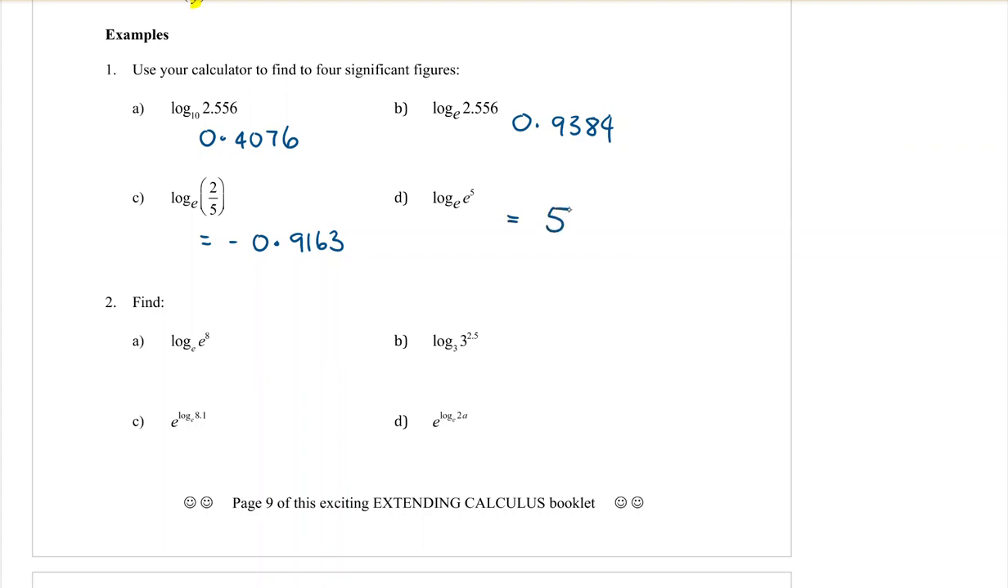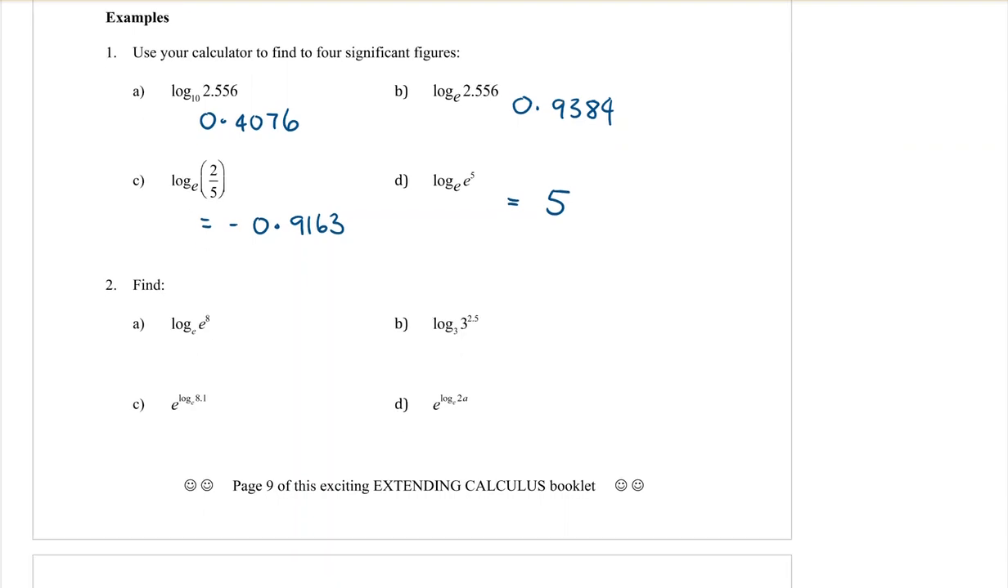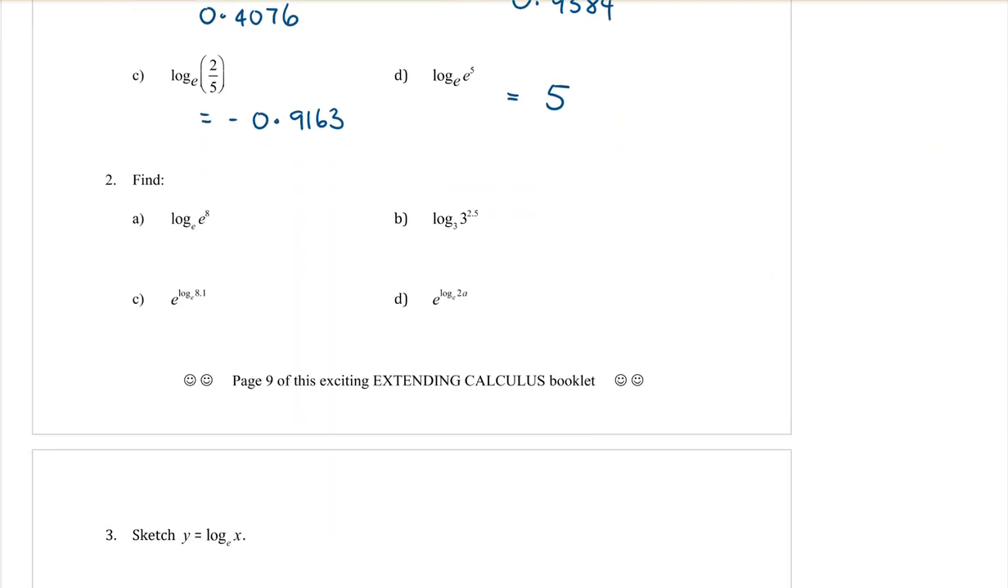All right, question 2. Find log base e of e to the power of 8. Yeah, we can use our laws in here for these ones because it doesn't say to practice with our calculator here. So the log base e and the e are going to cancel out, and that is going to be equal to 8. Part B, it doesn't just work if it's a base e, as long as the bases are the same. So log base 3 of 3 to the power, those 3's are going to cancel out, and it's just going to be 2.5.